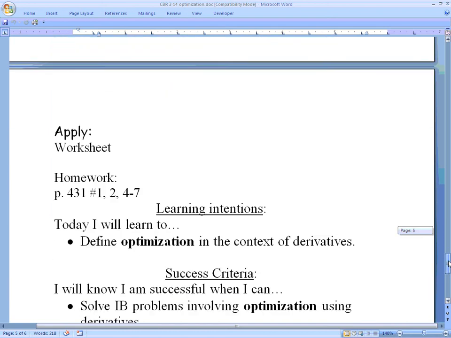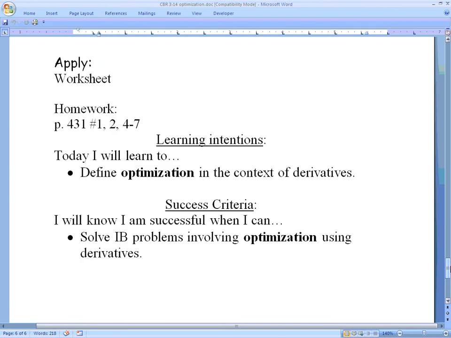I think more difficult than anything on these problems is the setup, but there's a lot to keep track of with your variables and everything like that. So we do have some problems in the book you can take a look at on page 431. This will be our last video lesson before our test on applications of derivatives. Till next time.